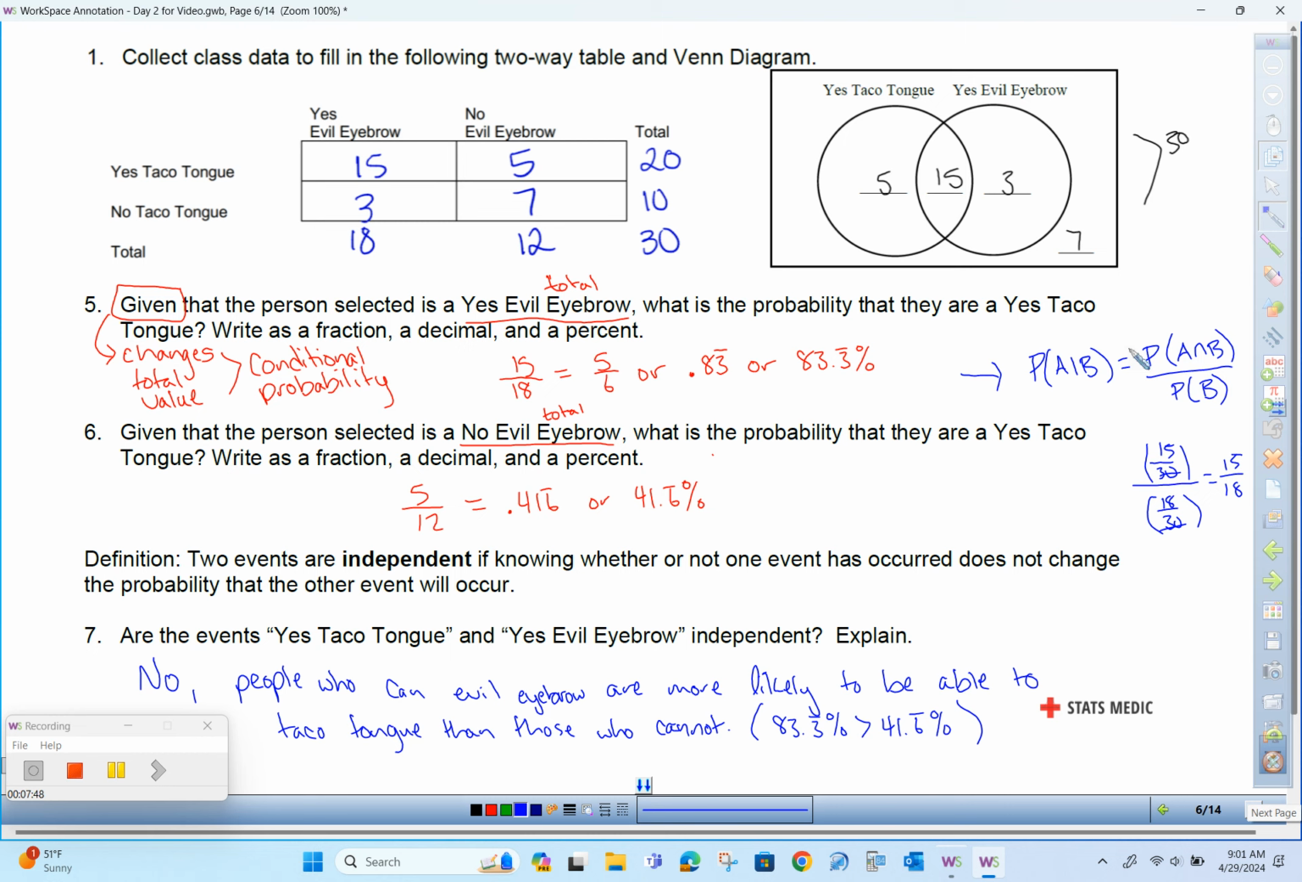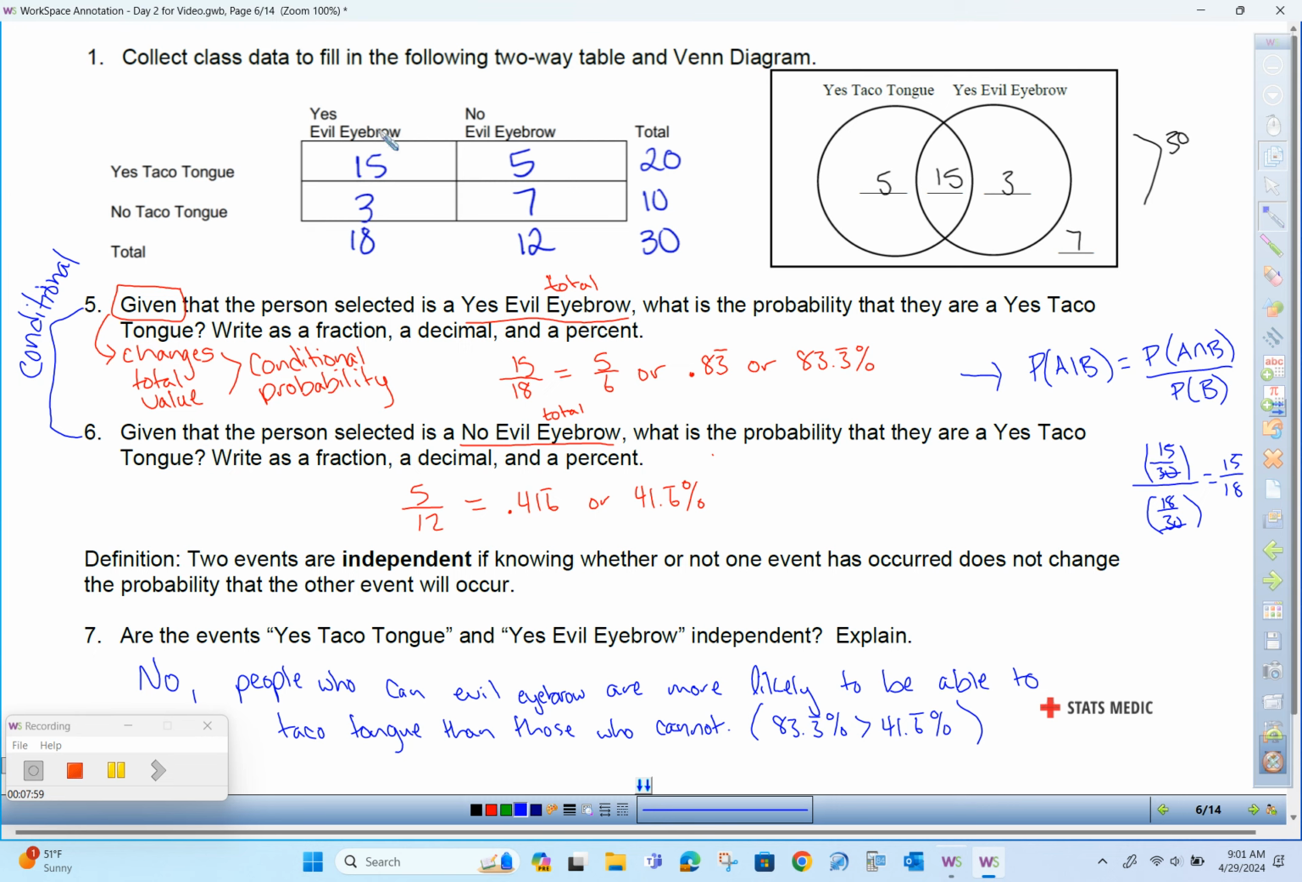Okay, given is new here. So given is our conditional probability. And that is a vocab that you'll want to know. Okay, but when we deal with our conditional probability, that's going to change our total value. Okay, so I want you to make a note of that. Whatever they tell you is the given is going to be our new total rather than the grand total of the 30 students. So we're saying given a person was evil eyebrow.